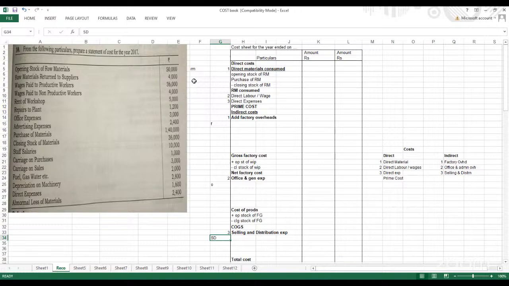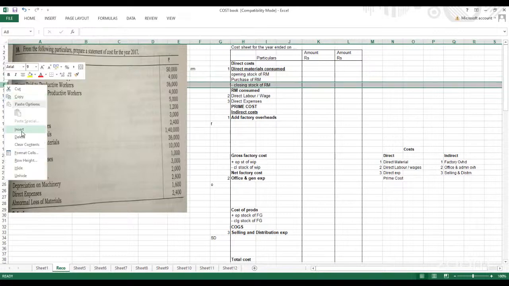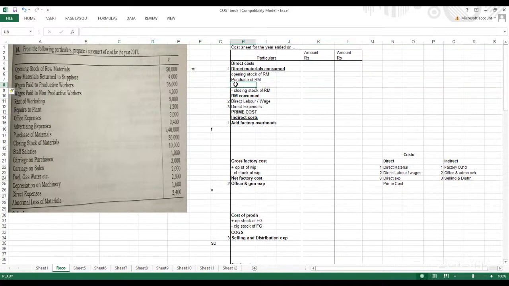Opening stock of raw material, RM, right? Raw material returned to supplier means less from purchase. So if here we have purchase, below that we'll insert one more line and write less returns. It's not difficult, it's just lack of time we have, so I'm going in a little bit of a hurry, nothing else.